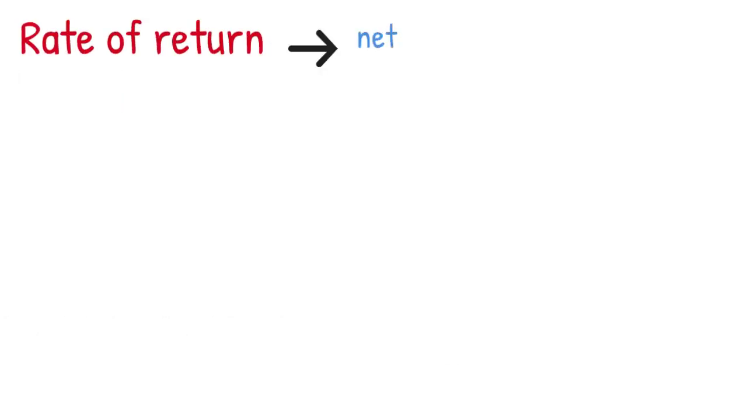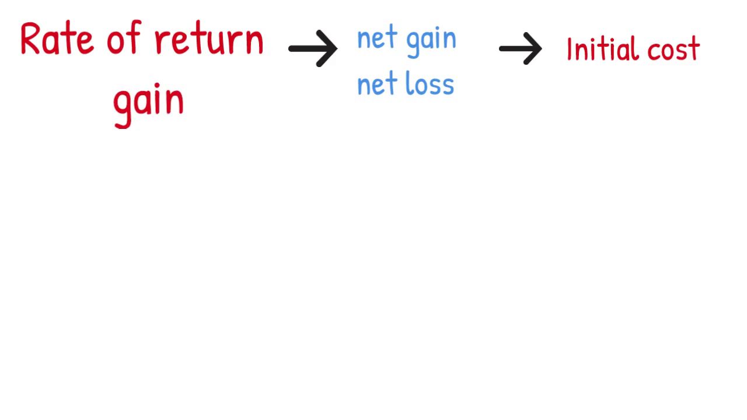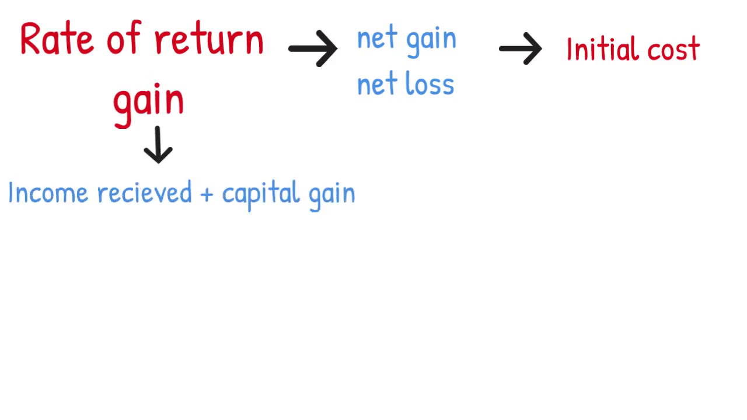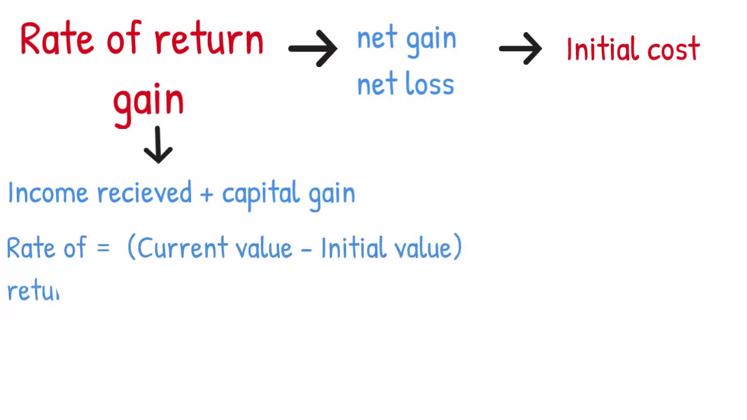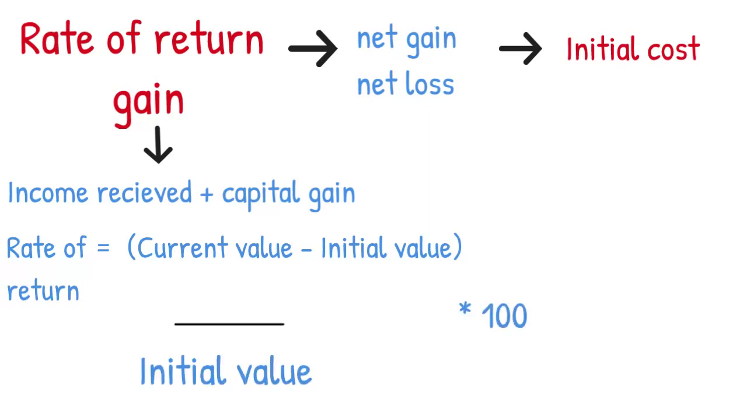What is a rate of return? A rate of return is the net gain or loss on an investment over a specified time period, expressed as a percentage of the investment's initial cost. Gains on investments are defined as income received plus any capital gains realized on the sale of the investment. Rate of return is equal to current value minus initial value divided by initial value multiplied by 100.